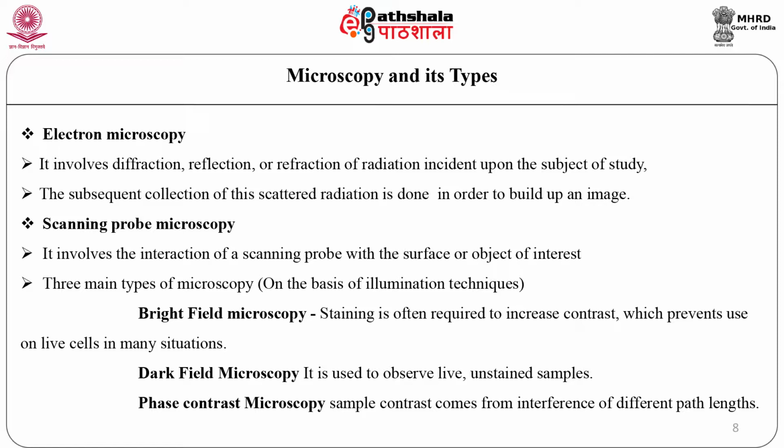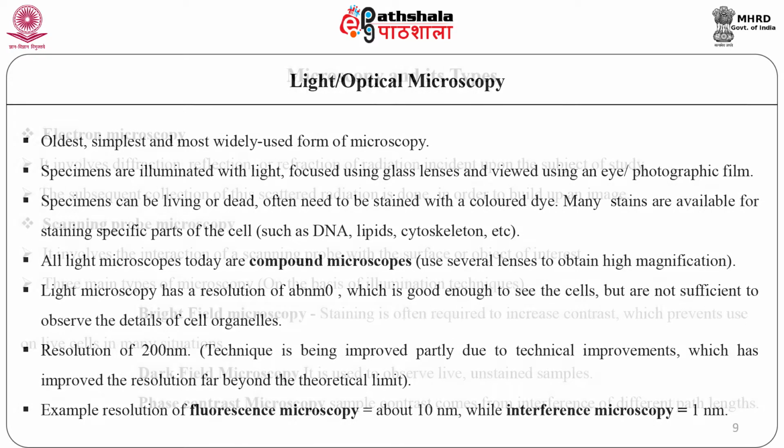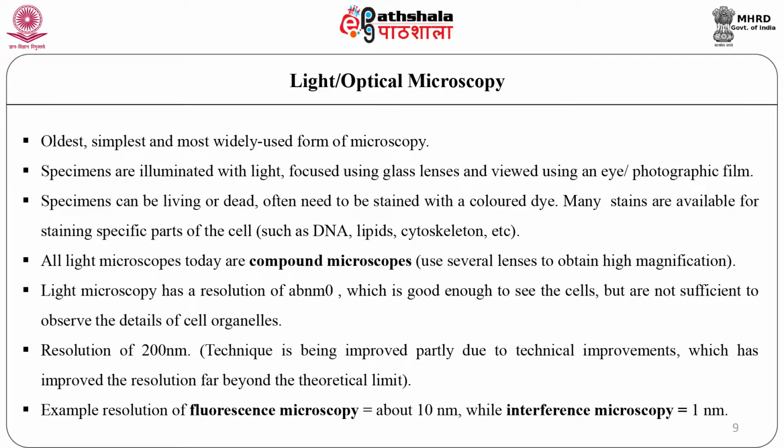The single lens with its attachments, or the system of lenses and imaging equipment, along with the appropriate lighting equipment, sample stage and support, makes up the basic light microscope. Light or optical microscopy is the oldest, simplest and most widely used form of microscopy. In this, the specimen is illuminated using natural sunlight or artificial light using glass lenses. The image is seen by an eye or can be captured on photographic film.